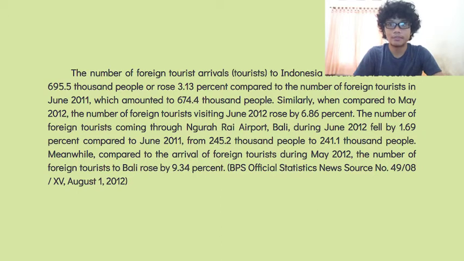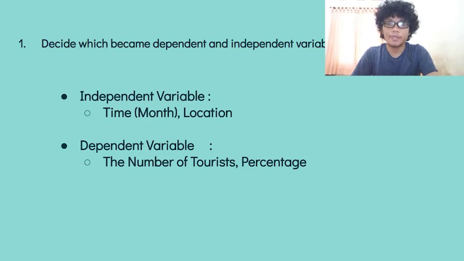Similarly, when compared to May 2012, the number of foreign tourists visiting in June 2012 rose by 6.86%. The number of foreign tourists coming through Ngurah Rai Airport in Bali during June 2012 fell by 1.69% compared to June 2011, from 245.2 thousand people to 241.1 thousand people. Meanwhile, compared to May 2012, the number of foreign tourists to Bali rose by 9.35%. So the independent variables in problem number 3 are the time, which is the month, and the location, and the dependent variable is the percentage of tourists.